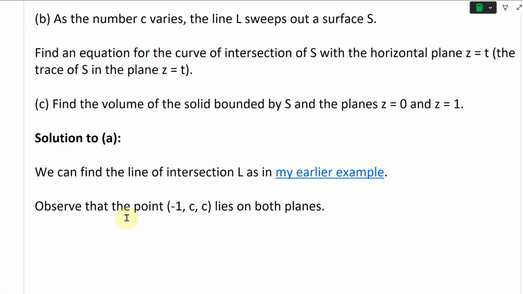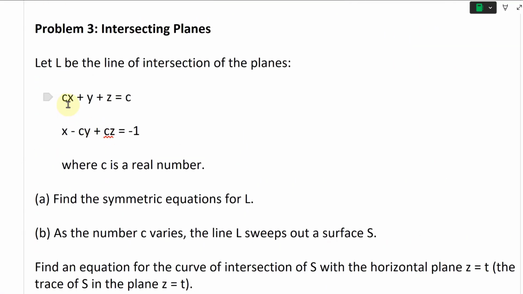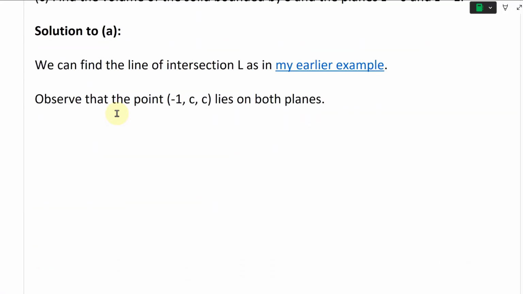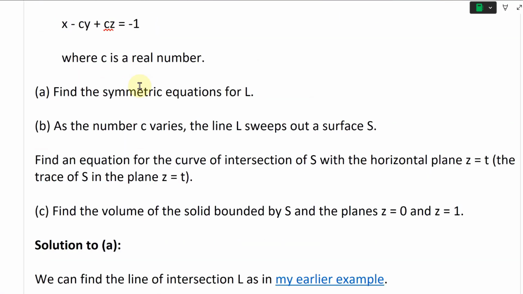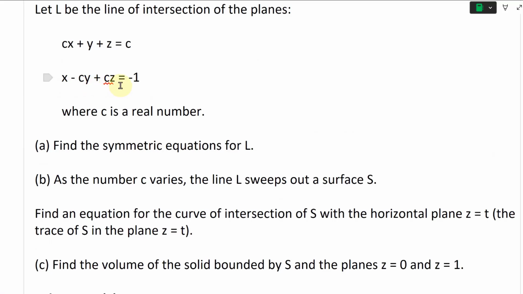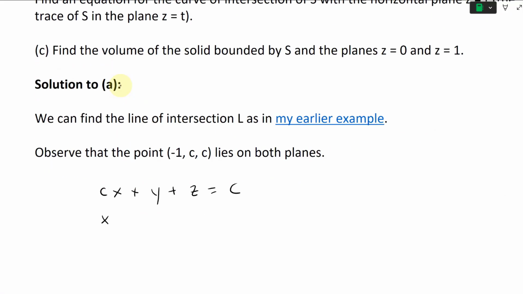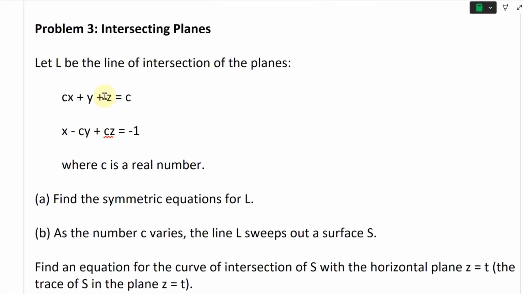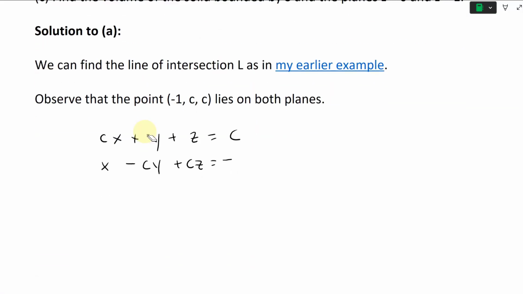So let's write the first equation: Cx + y + z = C. And then the second equation: x - Cy + Cz = -1. So x, then minus Cy, and then plus Cz equals -1. Let's double check that. Yes, negative Cy, Cz, -1. So that's correct. We want to get rid of some of these terms, so we can subtract the equations.